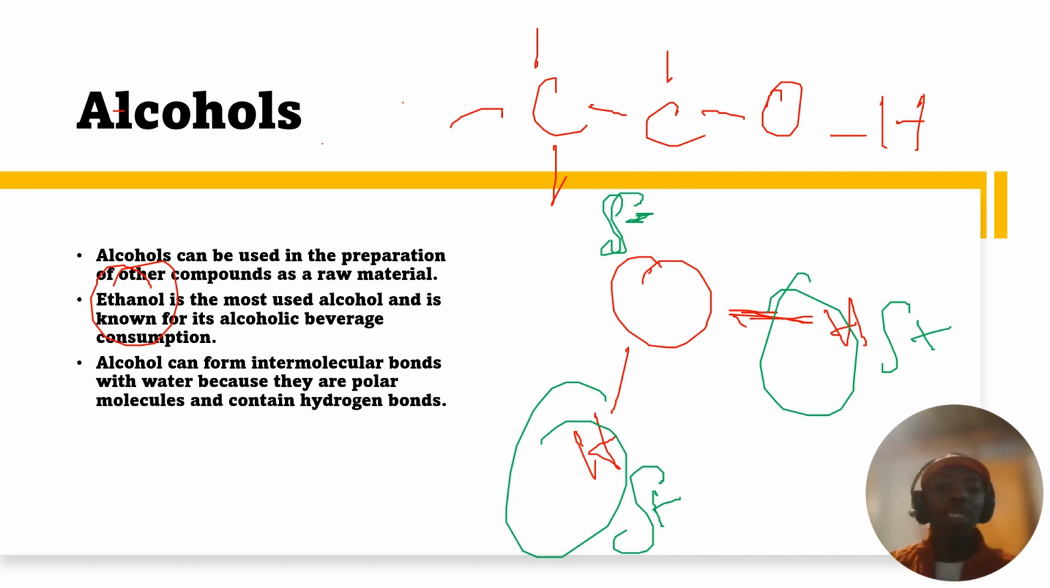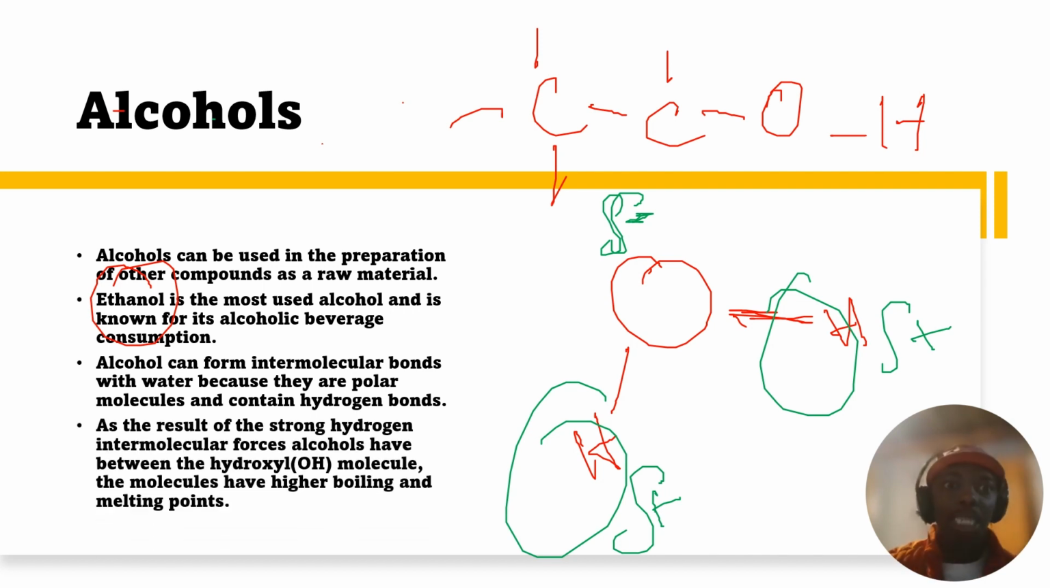Polar molecules are molecules that have a net charge on their atoms, as we see in this example with the water molecule. And then it says, as a result of the strong hydrogen intermolecular forces that alcohols have between the hydroxyl molecules, the molecules have a higher boiling and melting point. So these polar molecules have higher melting and boiling points.